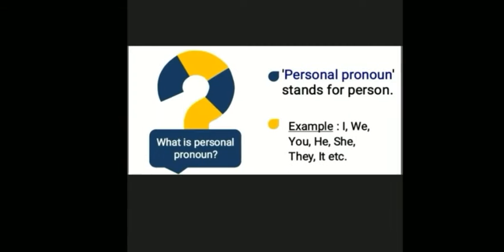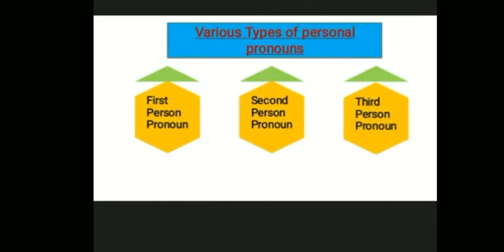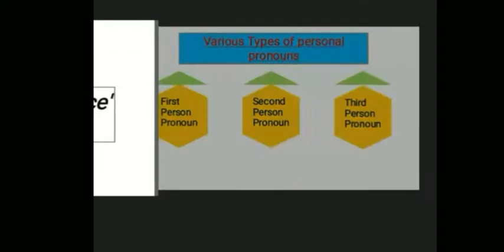The first one is the personal pronoun. So what does that mean? Let's read. Personal pronoun stands for person. For example, I, we, you, he, she, they, it, they all are the personal pronoun. Now, we may divide the personal pronoun into 3 types, and they are first person pronoun, second person pronoun, third person pronoun. Let's discuss them one by one.